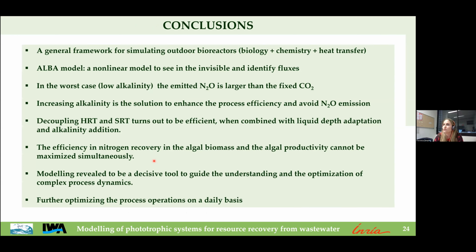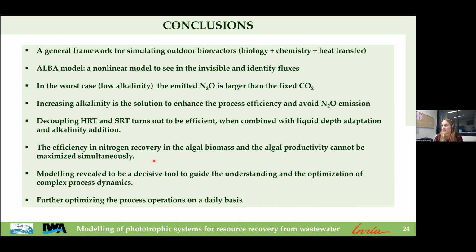So in conclusion, I presented you a general framework for simulating the outdoor ecosystem: the biological, the chemical, and the transfer module. I showed you that when we are growing algae on wastewater that is rich in ammoniacal nitrogen, if these systems are very low in alkalinity content, the emitted nitrous oxide can be larger than the CO2 fixed by algae, and increasing alkalinity is indeed the solution to enhance the process efficiency and avoid, or at least reduce, the nitrous oxide emissions.